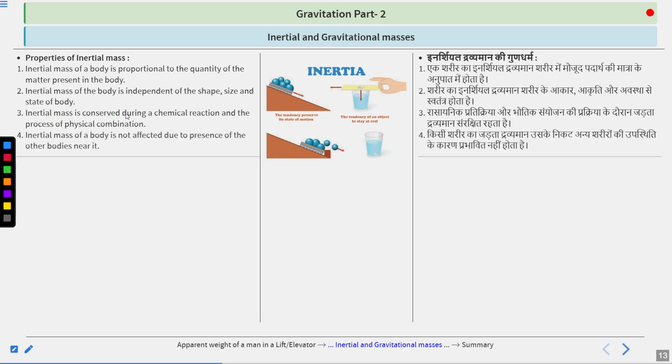Inertial mass of a body is not affected by the presence of other bodies nearby. Like suppose you have placed body A alongside body B, any other factor of A or B could be affected, but inertial mass will not, because it is not affected by the presence of other bodies near it. Got it?